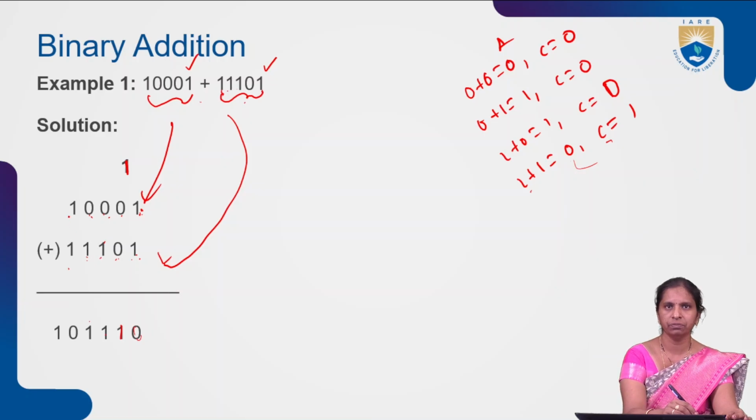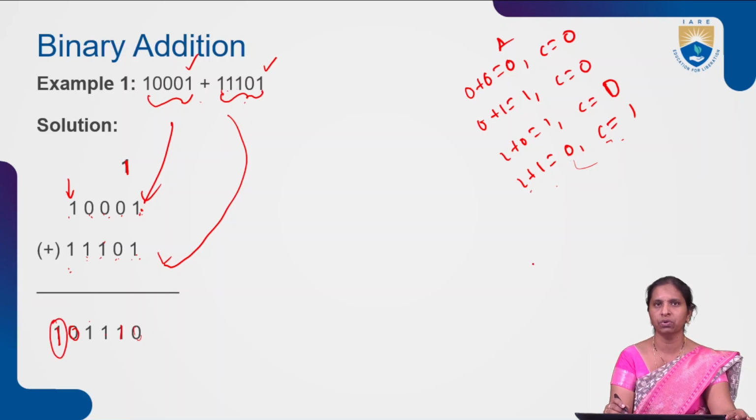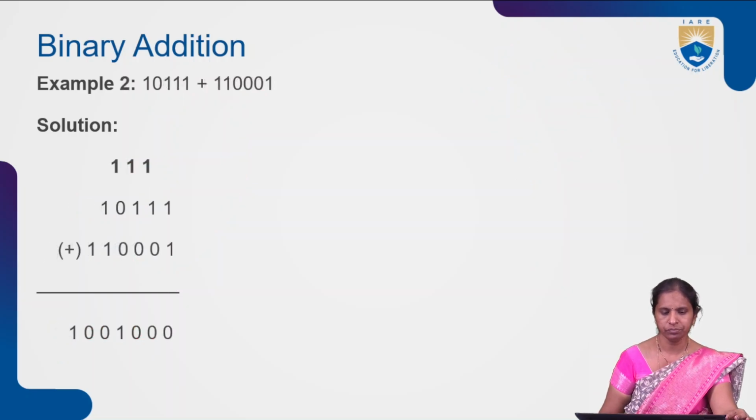And next you have 1 plus 1. What is 1 plus 1 equal to? 0 and the carry is 1. So here we write 0, and write down the carry because this is the last digit you are adding. Write down the carry here itself. Like that you can perform binary addition on any binary numbers.